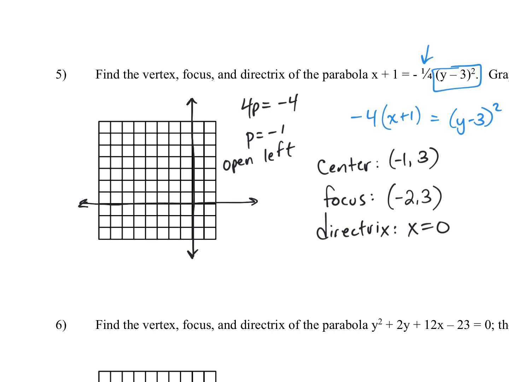And now let's sketch what we know. We know that the center is at the point -1, 3. Oh, 1 over, 1, 2, 3 up. We know that we have a directrix at x equals 0 and a focus 1 unit to the left of our vertex. We know that the absolute value of 4p is 4, so that means 2 units up and 2 units down from the focus will give the width of our parabola, and that's everything we need to graph.